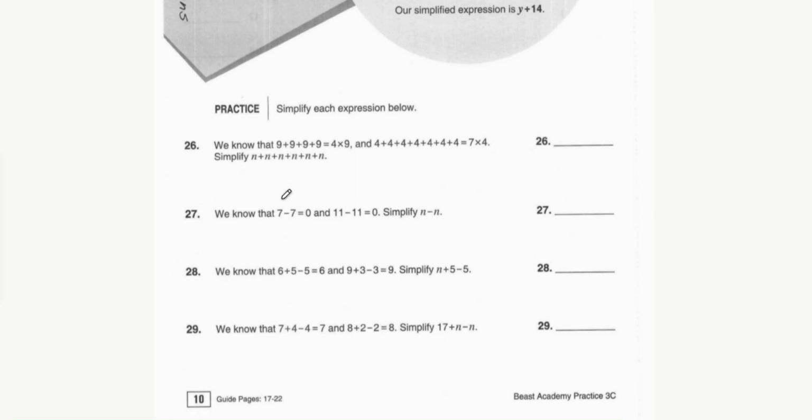So we know that 9 plus 9 plus 9 plus 9 equals 4 times 9, and 4 plus 4 plus 4 plus 4 plus 4 plus 4 plus 4 equals 7 times 4. Now we have to simplify n plus n plus n plus n plus n plus n. So adding 6 n's is the same as multiplying 6 times n. So we can write n plus n plus n plus n plus n plus n as 6 times n.